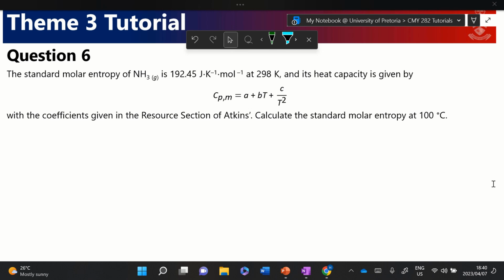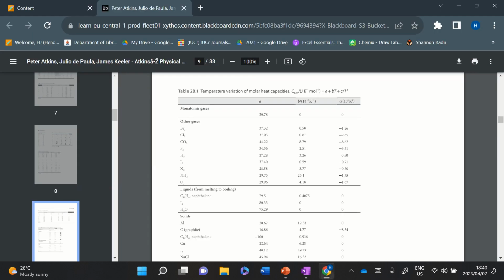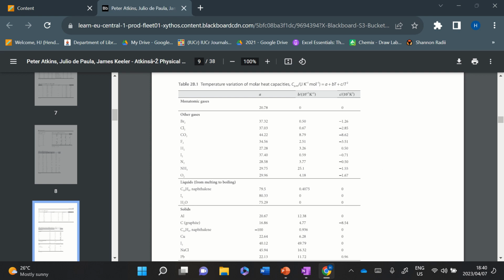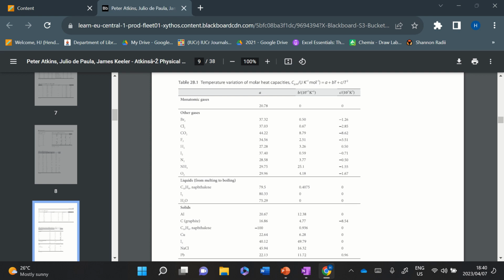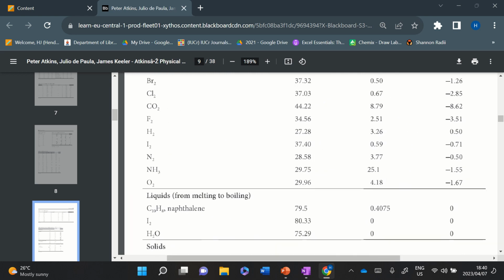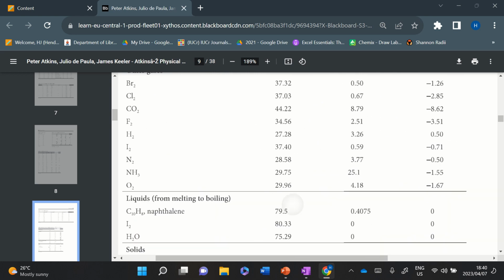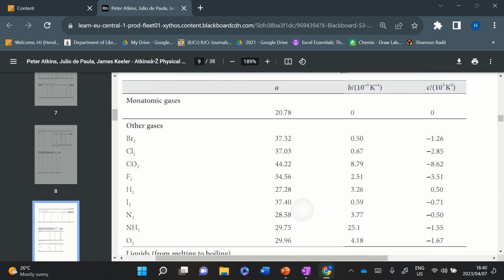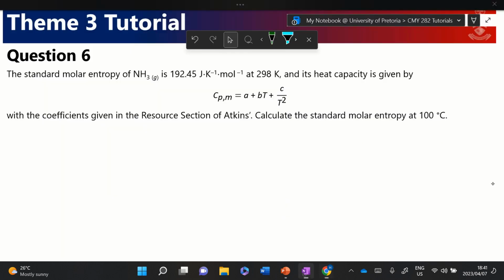So let's quickly get to the resource section. It's there in this table. For ammonia, it's A, B, and C. We just need to take note that B is times 10 to the power minus 3, and C is times 10 to the power 5. So let's write them down.